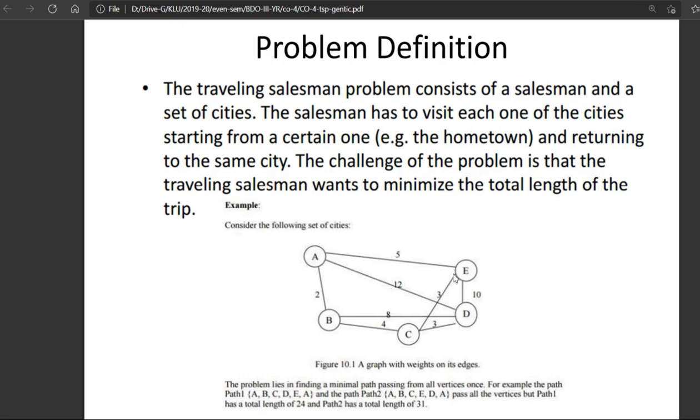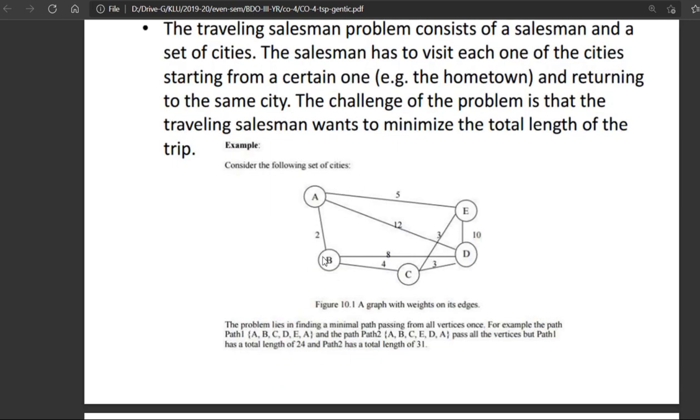While doing all these things, the challenge is that the traveling salesman wants to minimize the total length of the trip. You need to find the optimum path in such a way that the overall path length is minimum. You have to find the minimum path length such that the traveling salesman will visit all the cities. Okay, so that is the problem definition.